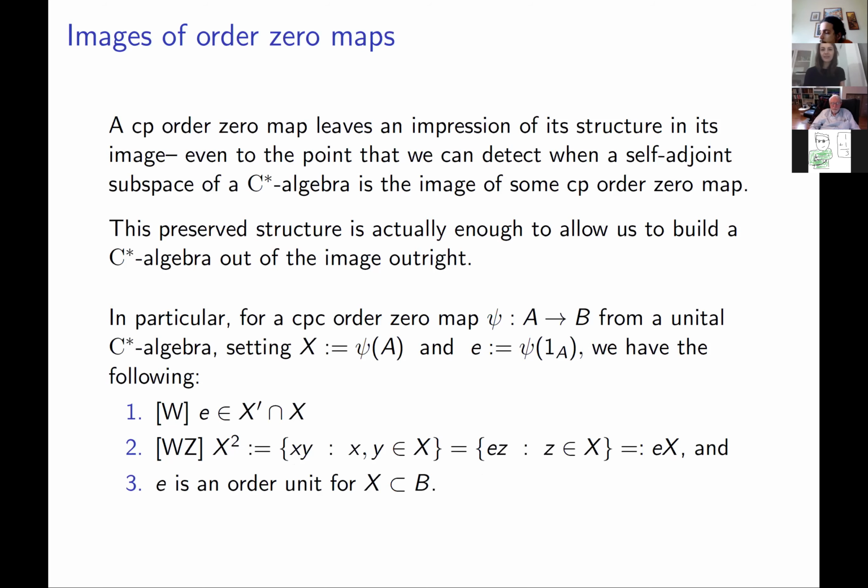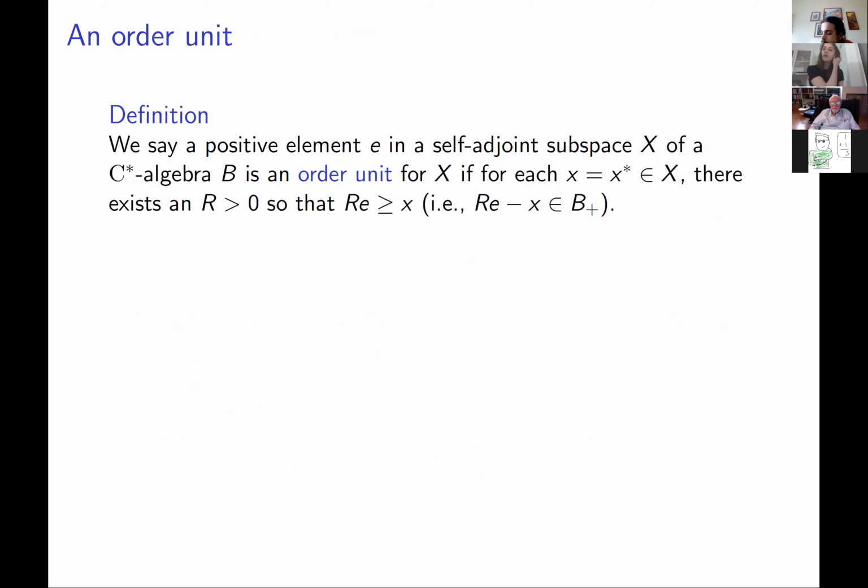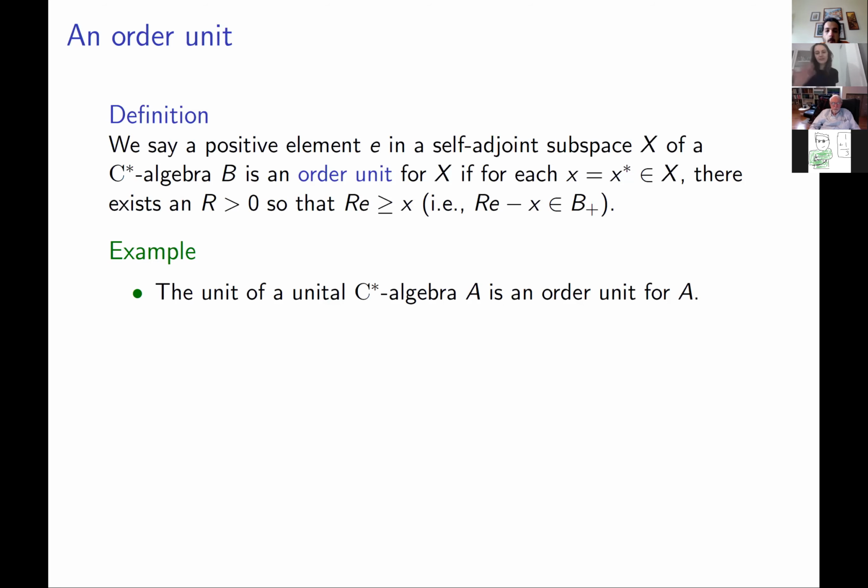So this last bit I need to define. We say that a positive element E in a self-adjoint subspace X of a C-star algebra B is an order unit if, given any self-adjoint element in X, there exists a positive scalar R such that if I scale up E by R, then it will dominate X in the sense that the difference is positive in B. The obvious example here is just the unit of a unital C-star algebra. This is an order unit, right? And in this case, R is just going to be the norm of X.